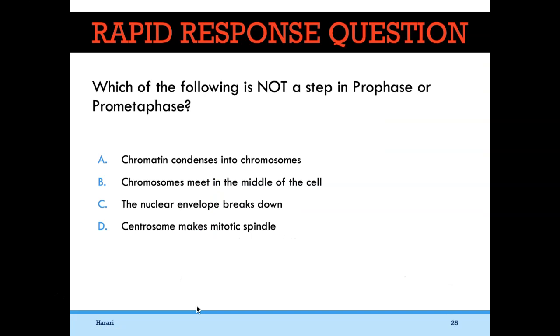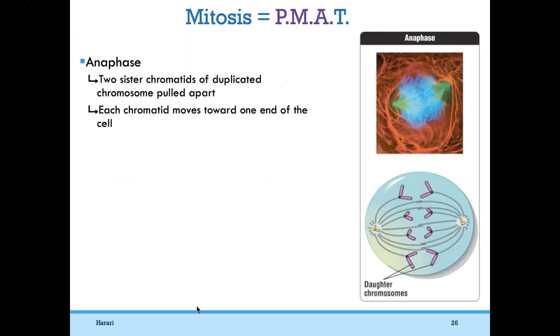So you can pause here, and the answer is B. So anaphase. Anaphase is when the two sister chromatids of a duplicated chromosome are pulled apart. You can remember anaphase A for apart, because that's when the two sister chromatids are separated. Each chromatid will be moved toward one end of the cell.